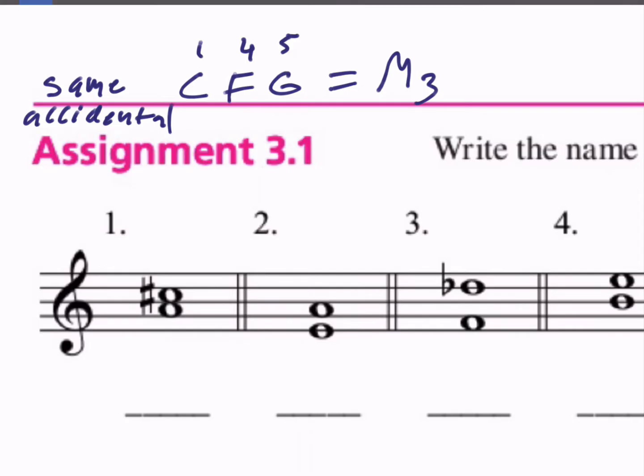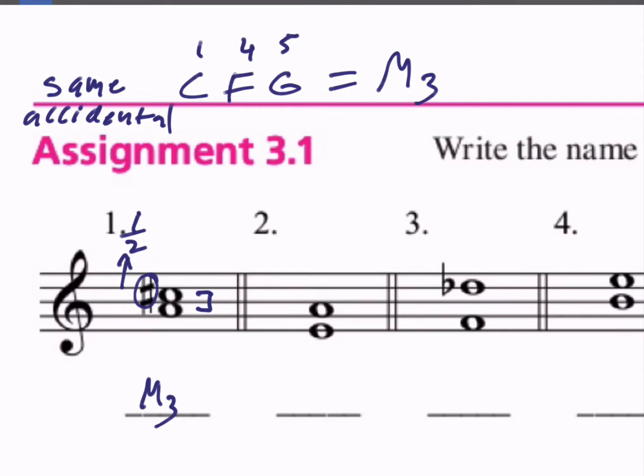Let's look at this one down here. It's not based upon that. It's based upon an A. So it's got to be a minor third normally. But since we have this sharp here, it raises it up, makes it slightly bigger by a half step, and so we get major 3 after all.